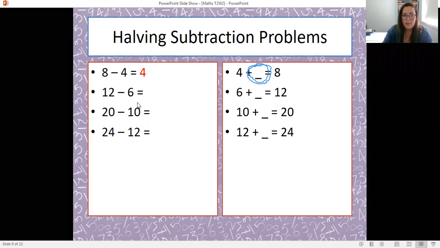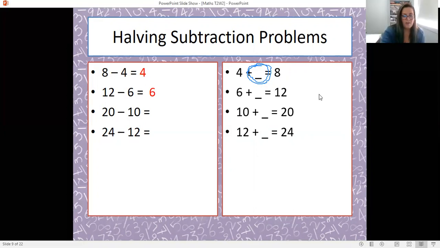We're going to have a look at the next one now, which is 12 take away, or subtract, 6. Using the same method, flipping it to an addition problem. 6 and how many more gets me 12? Okay, so having a look. 6 and how many more gets to 12? And yes, it is 6.